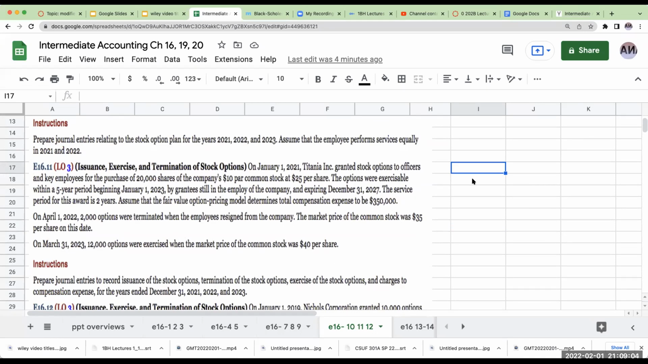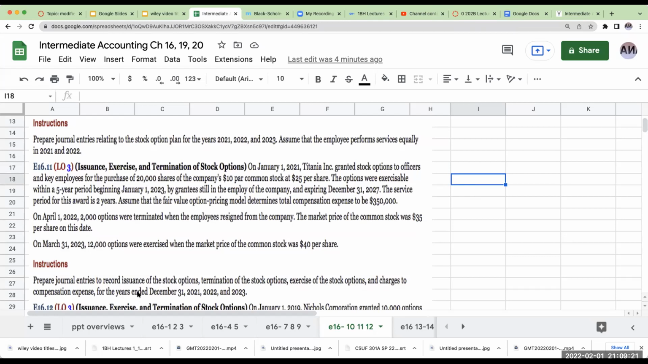So the first thing we have to do is we're being asked to do journal entries to record the issuance of the stock options, the termination of the stock options, the exercise of the stock options, and changes to compensation expense for the years ended December 31st, 2021, 22, and 23.